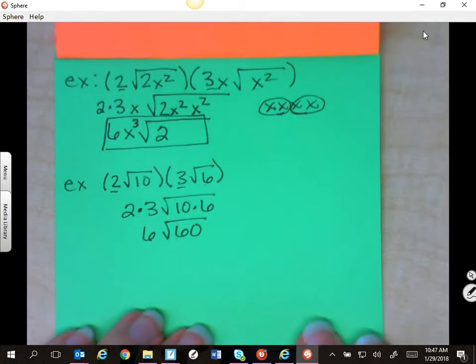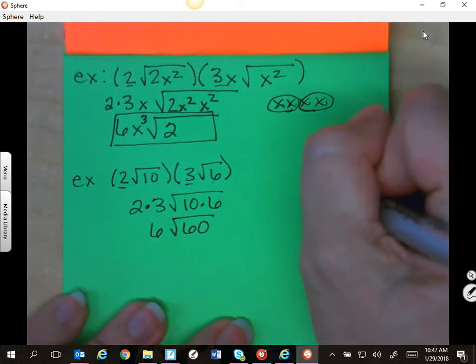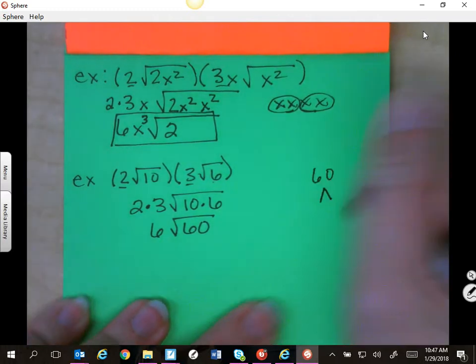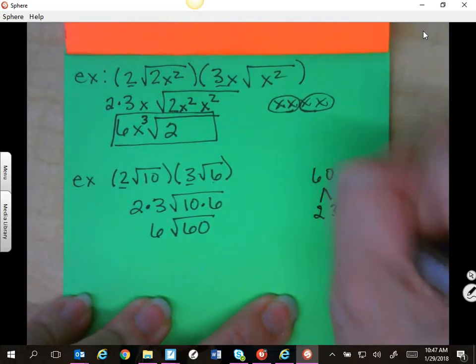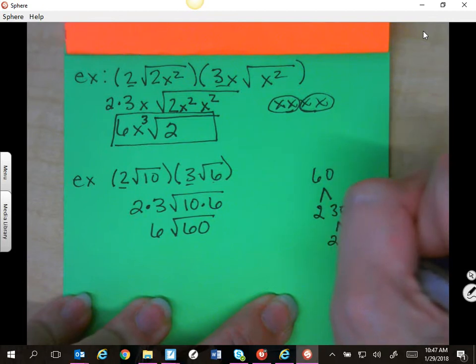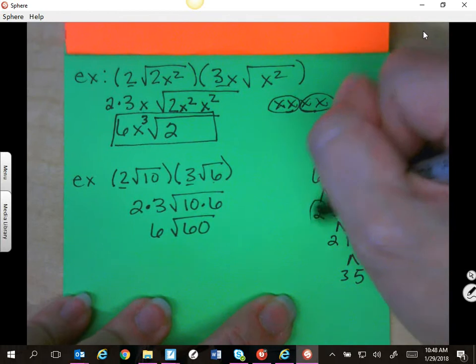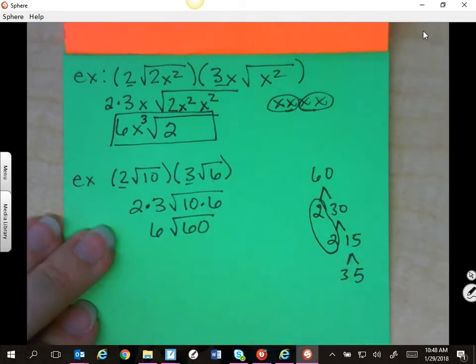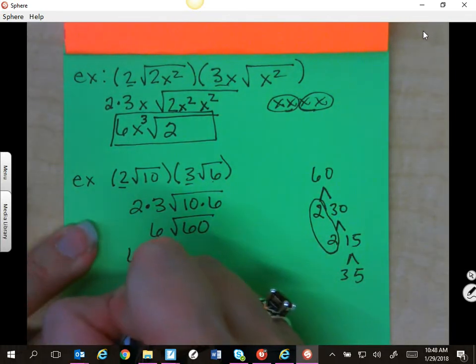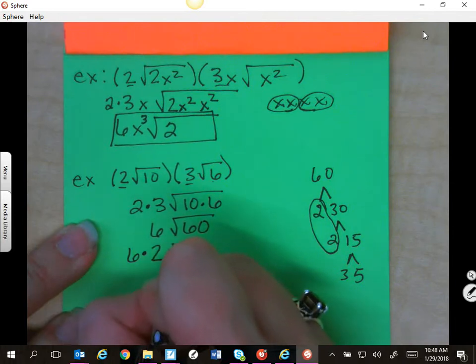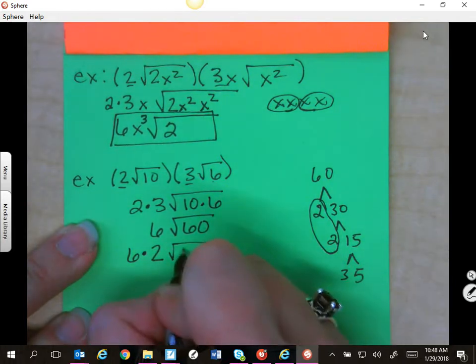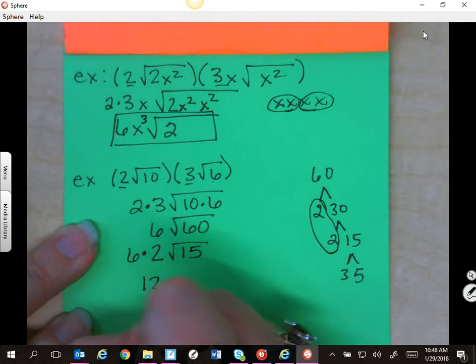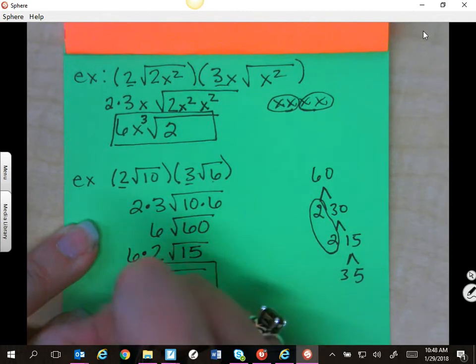But again, you need to double check that the square root of 60 is simplified. I'm going to tell you that it's not. 2 and 30, 2 and 15, 3 and 5. So I have a pair. Now, I already have a 6 outside, but we've talked about this. So 6 times 2, and left inside is 3 times 5, 15. So my simplified version is 12 times the square root of 15.